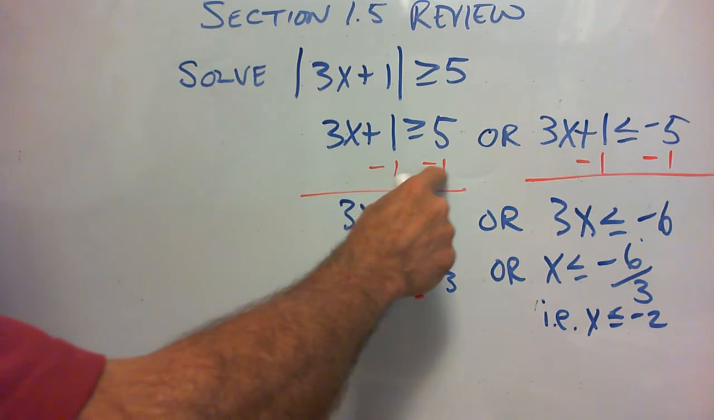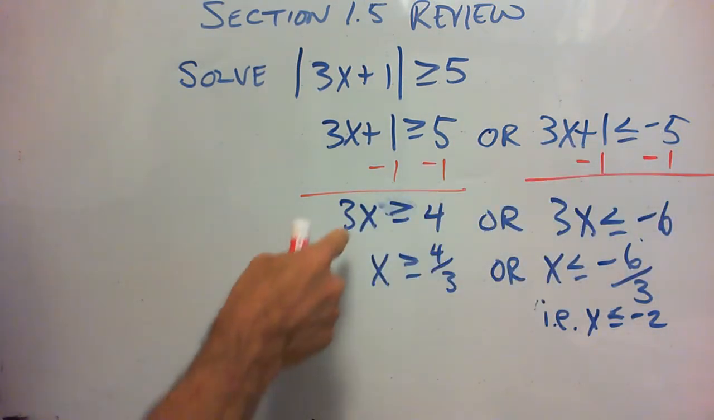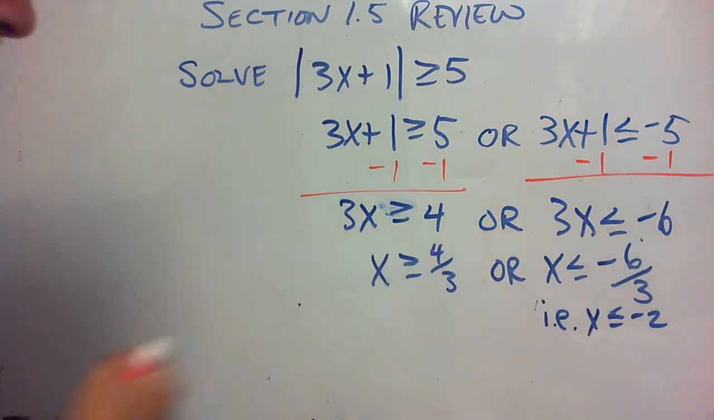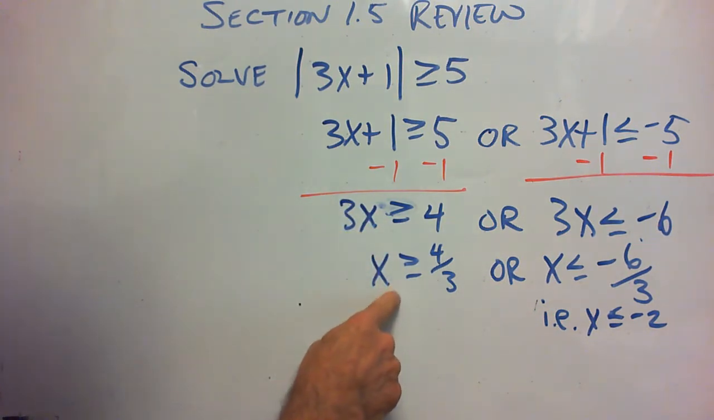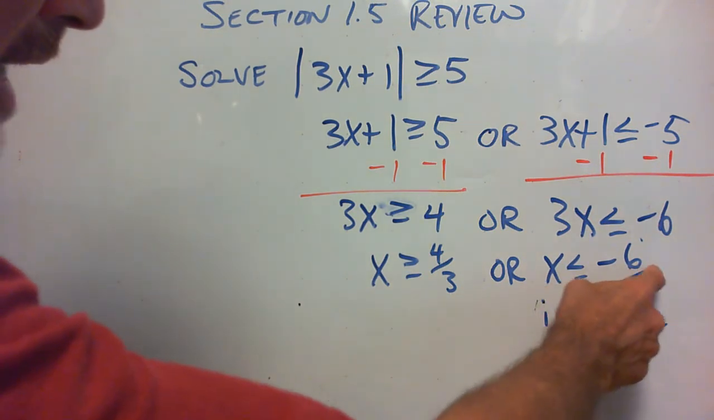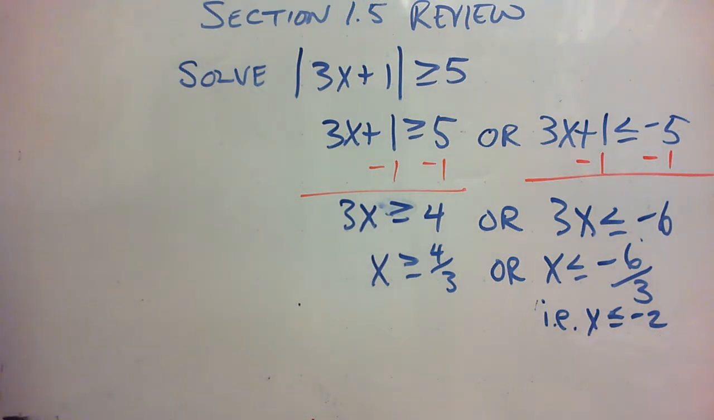So we subtract 1 from both sides in both of these inequalities, which gives us 3x greater than or equal to 4, or 3x less than or equal to negative 6. And then for both of these, we divide both sides by 3: x greater than or equal to 4/3, or x less than or equal to negative 6/3, which is x less than or equal to negative 2.